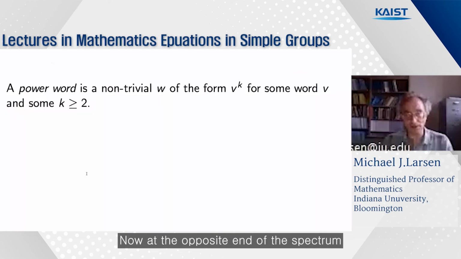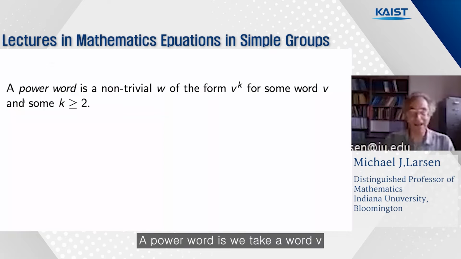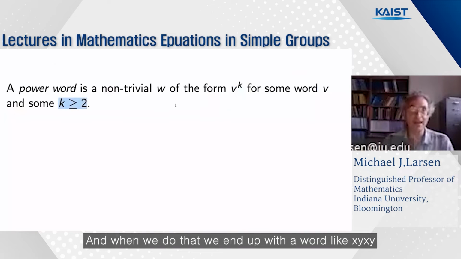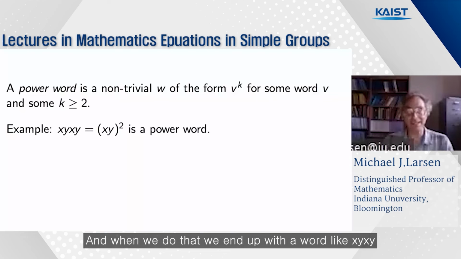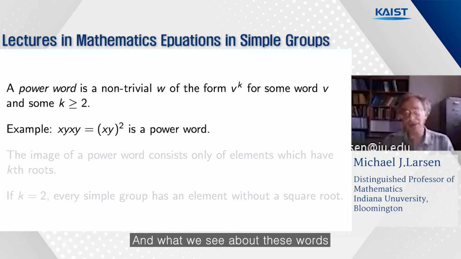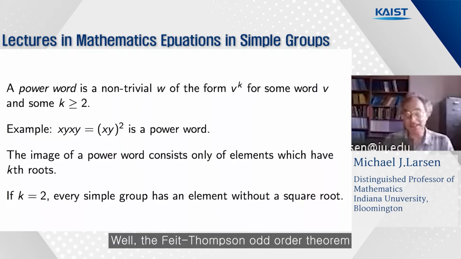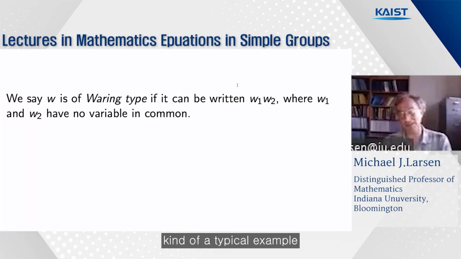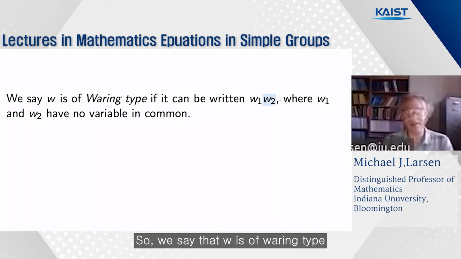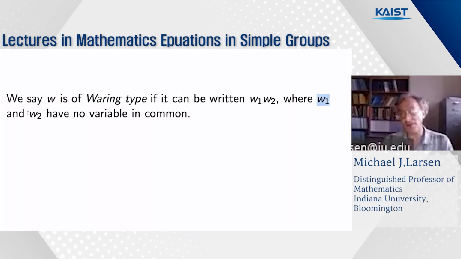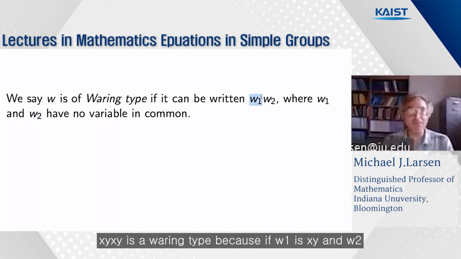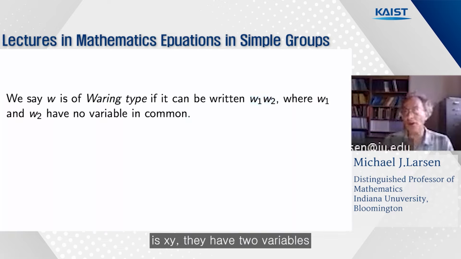Now, at the opposite end of the spectrum, I would say, we have the power words. So what is the deal with power words? A power word is, we take a word v, which of course should be non-trivial, which are greater than or equal to 2. And when we do that, we end up with a word like xy, xy. And what we see about these words, well, the Feit-Thompson odd order theorem says that every simple group, kind of atypical example, so we say that W is of nu, where W1 and W2 have no variables in common. So for example, we couldn't say XY, XY is of Waring type, because if W1 is XY and W2 is XY, they have 2 variables.